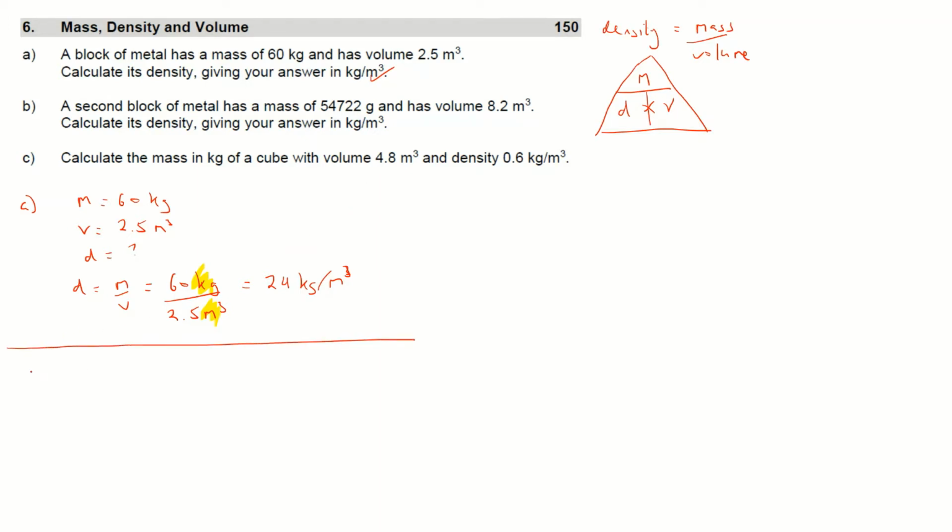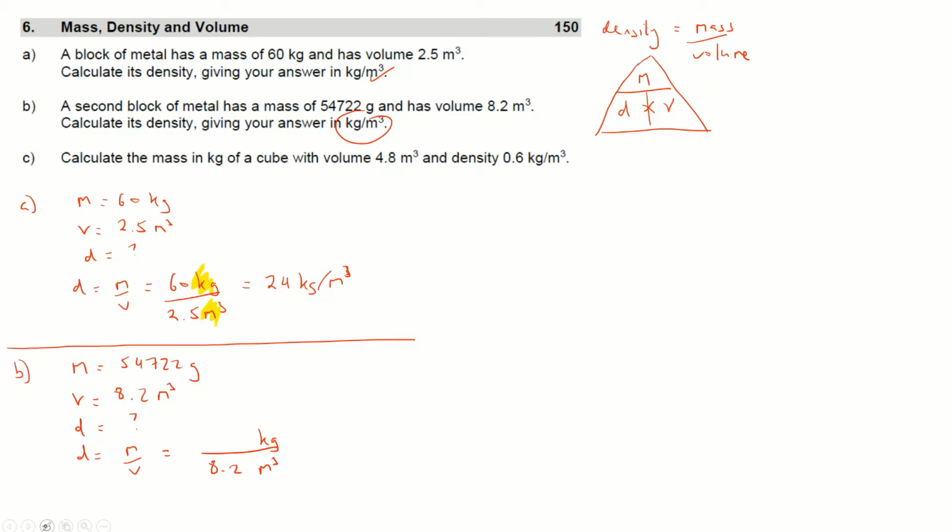I'll do part B here. So a second block of metal has mass 54,722 grams. That's weird. And volume 8.2 meters cubed. I like the density. Well, okay, density is mass over volume. The issue here is that it wants the answer in kilograms per meter cubed. That means I need kilograms on the top and meters cubed on the bottom. I've got the meters cubed, but I haven't got the kilograms.